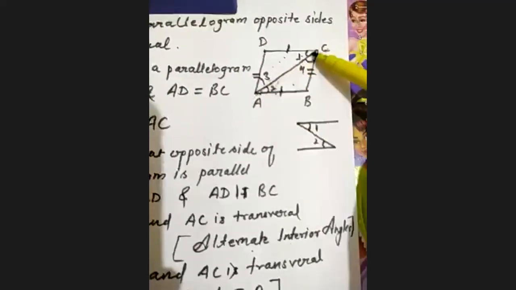So two angles are equal. Here we see that angle 1 and angle 2 are equal, angle 3 and angle 4 are equal. AC is a common line for both triangles. AC side is common for both triangles, and AB side is equal to CD side and AD side is equal to BC side.